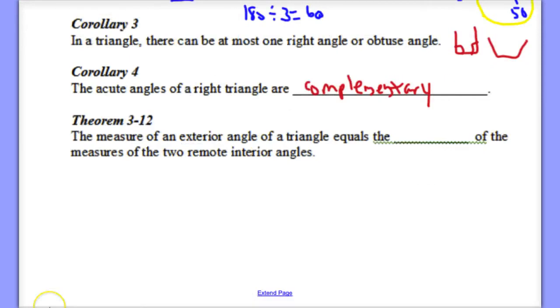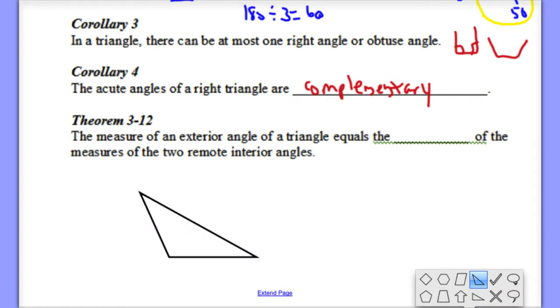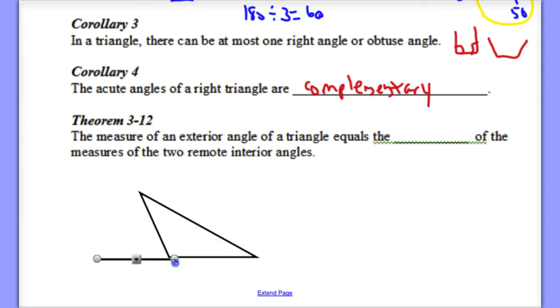And finally, let's take a look at this one remaining theorem that talks about the measures of the exterior angles of a triangle. So let me get a triangle here. Let's get an obtuse triangle. And I'm going to extend the side of the triangle here on the left. And so now we have what's referred to as an exterior angle. This is an angle that's outside the triangle. So I'm going to label this angle, let's say X.